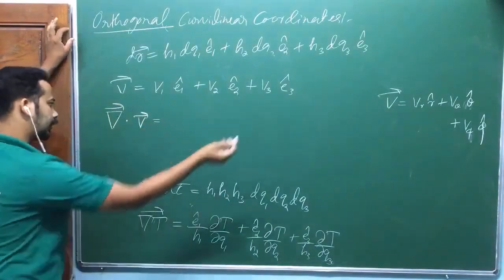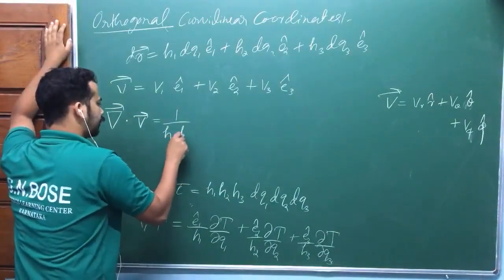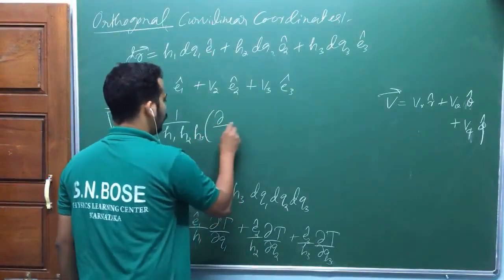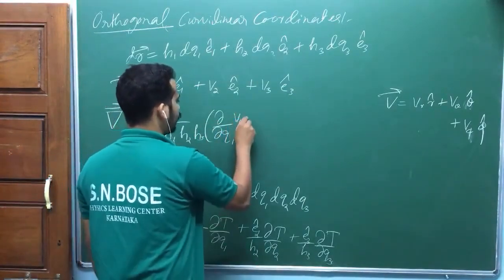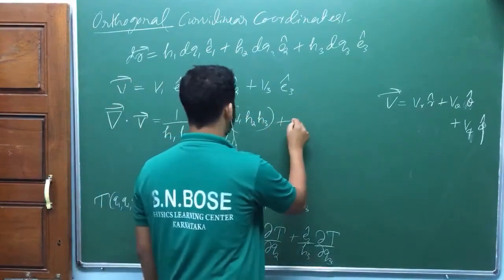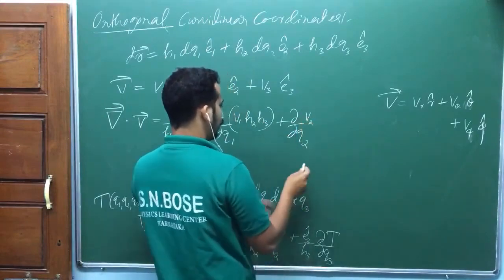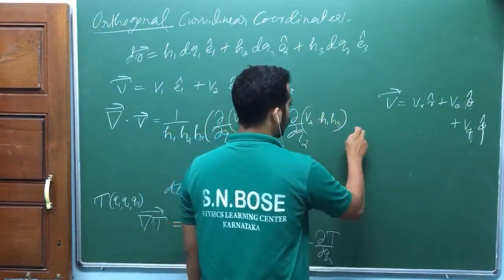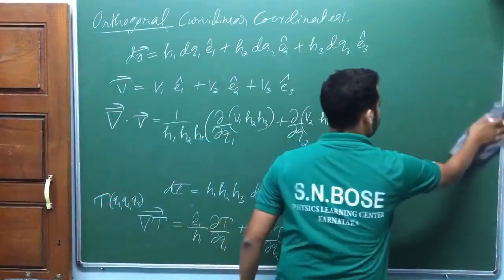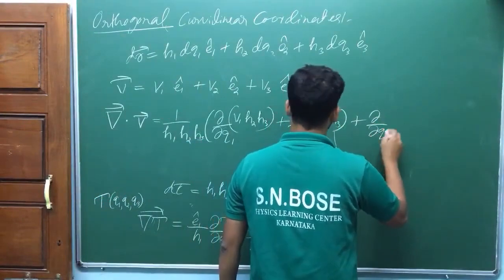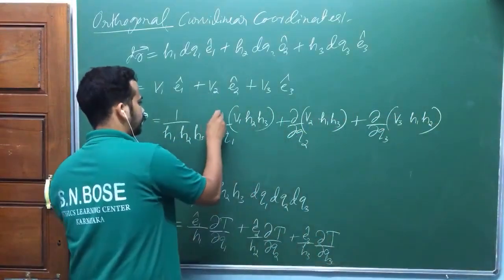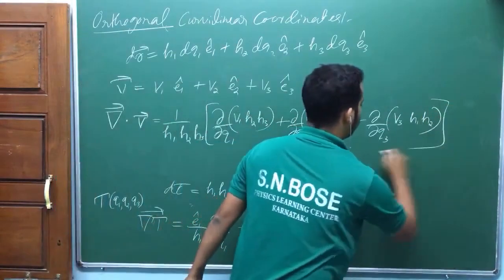Let me define everything here so that I can write down the expression. That is equal to 1 by h1 h2 h3 times dou by dou q1 of V1 h2 h3, you will get a logic, a mnemonic, plus dou by dou q2 of V2 with the other two h's, h1 h3, plus dou by dou q3 of V3 h1 h2.